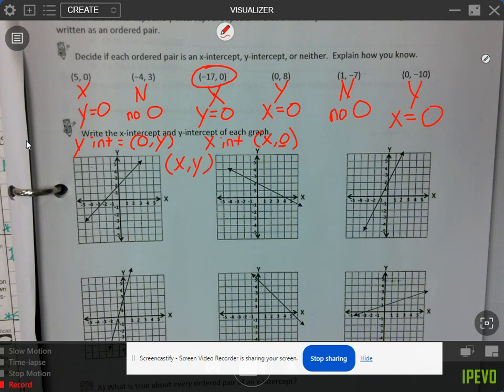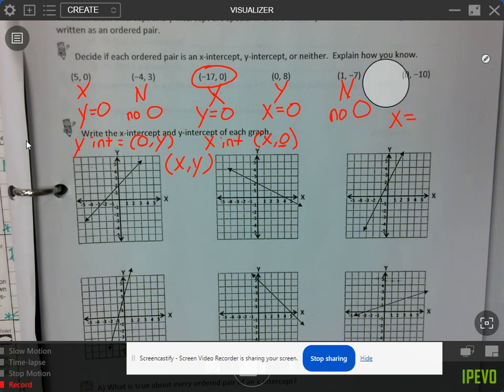Important. A lot of times we think x-intercept, the x is 0. Not like that. X-intercept because the y is 0, y-intercept because the x is 0. So have to keep those straight.